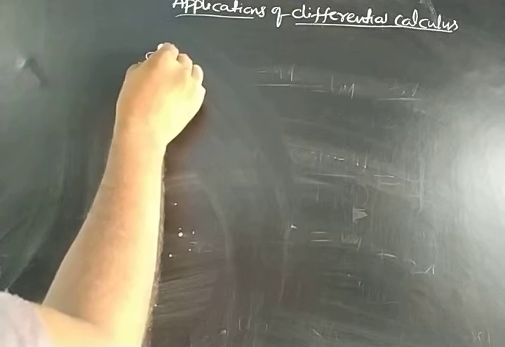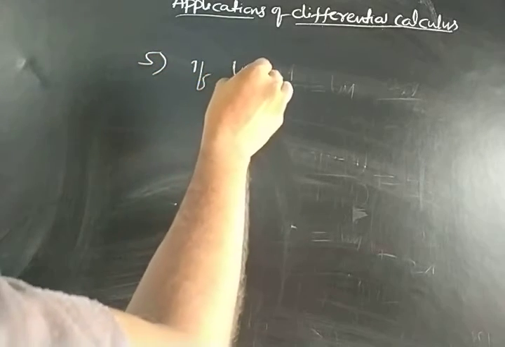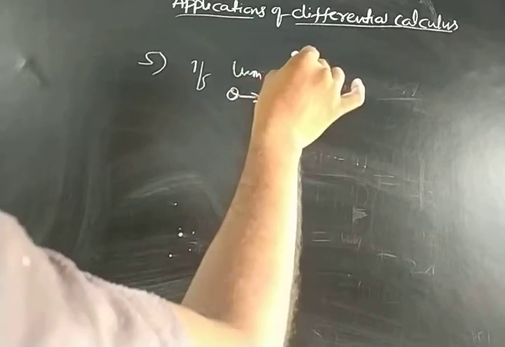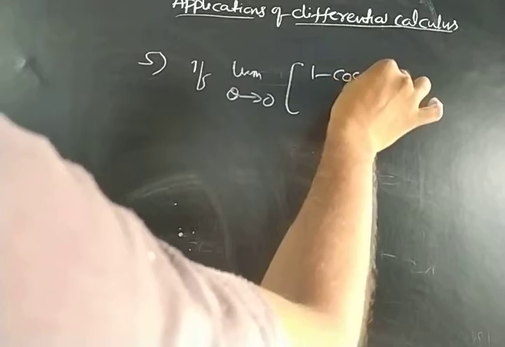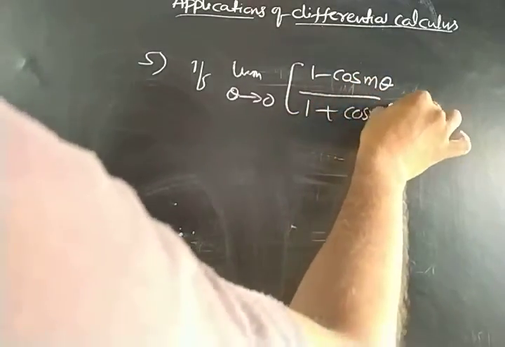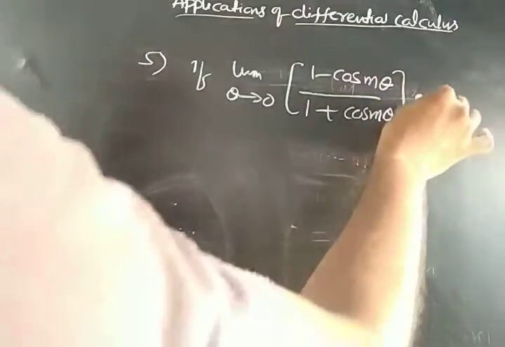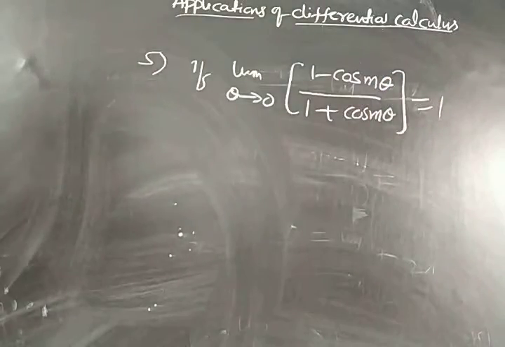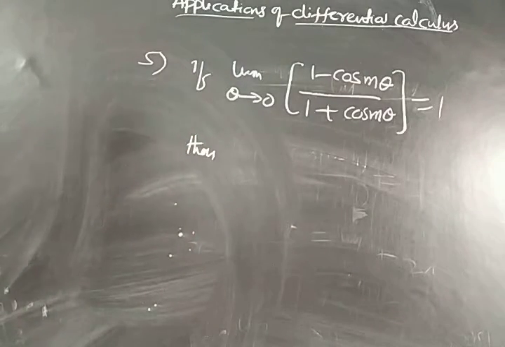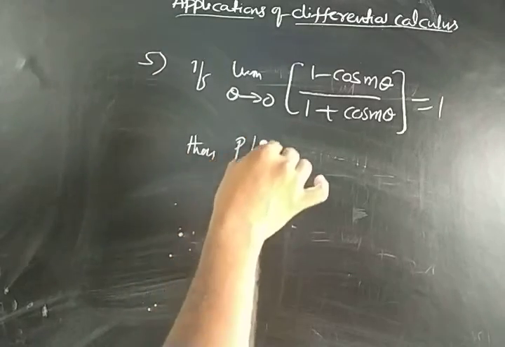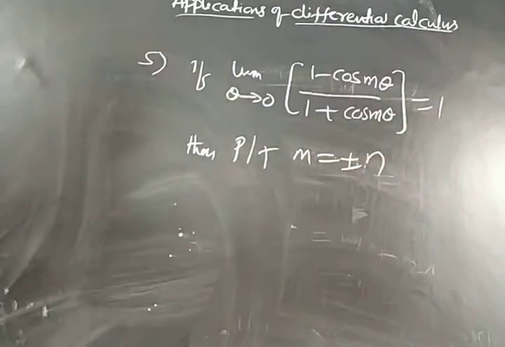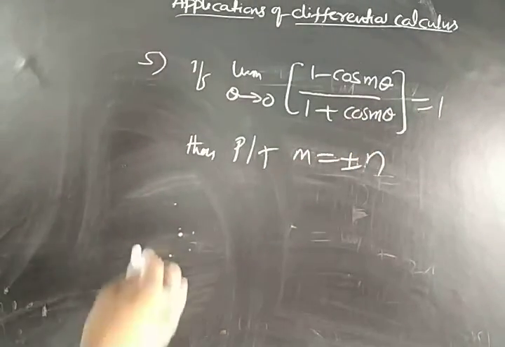Next example, example 5. If limit theta tends to 0 of (1 minus cos m theta) by (1 plus cos n theta) is equal to 1, then prove that m equal to plus or minus n. Here the limit is already given, so using this you have to prove m equal to plus or minus n.